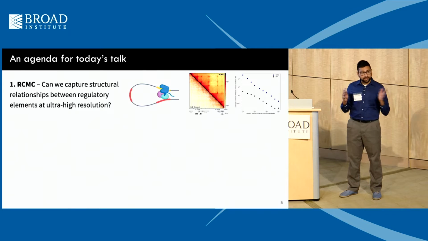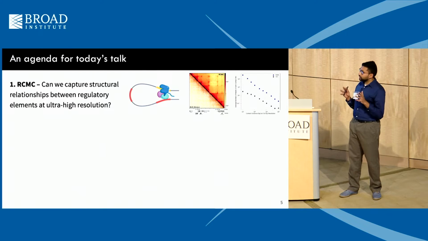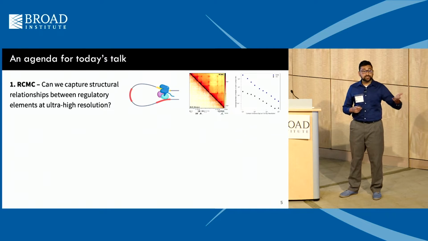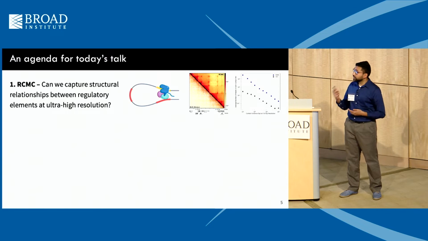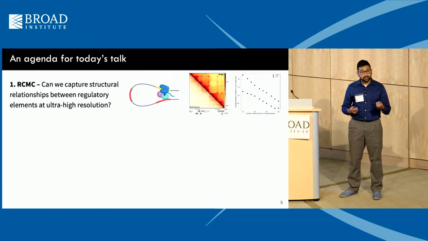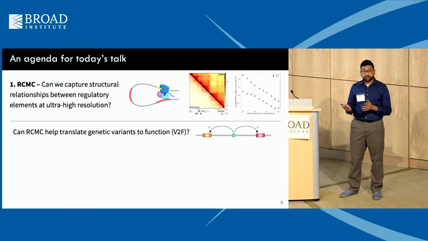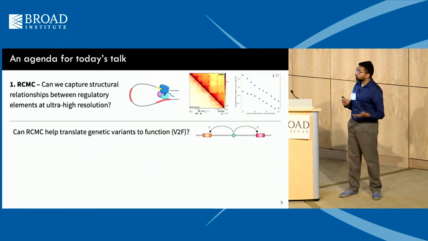To give you an overarching agenda for today's talk, I'm going to be talking in the first part about RCMC, or region capture Micro-C, which is a technique that we've developed in the Hansen lab which allows us to capture structural detail at very high resolution in loci we care about. Then I'll segue from there into connecting RCMC to its potential role in helping translate genetic variants to function.